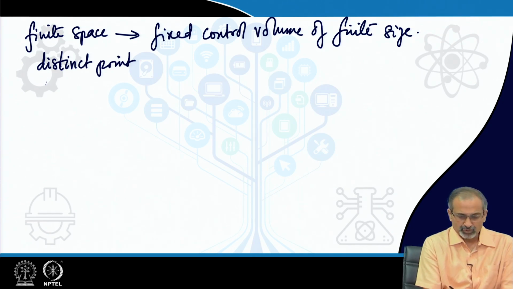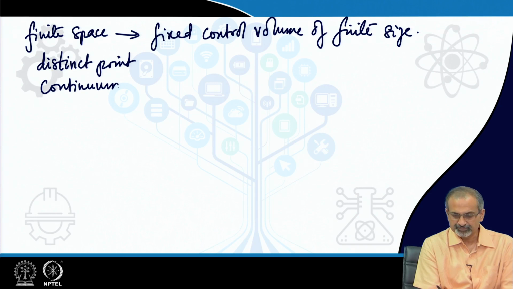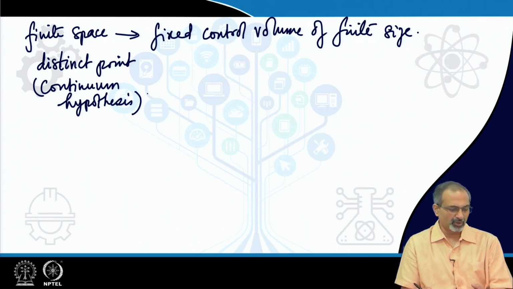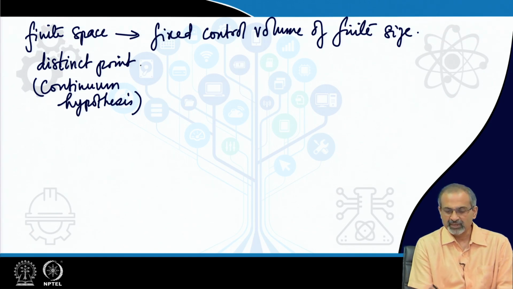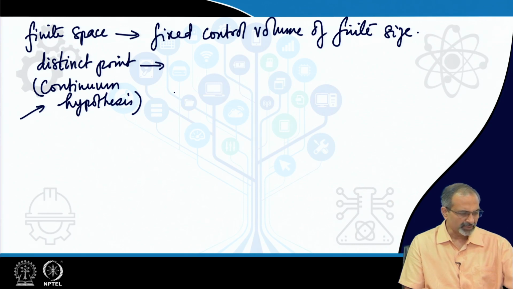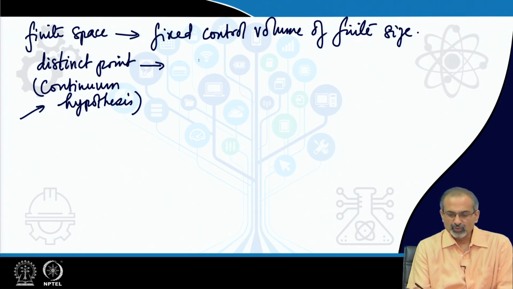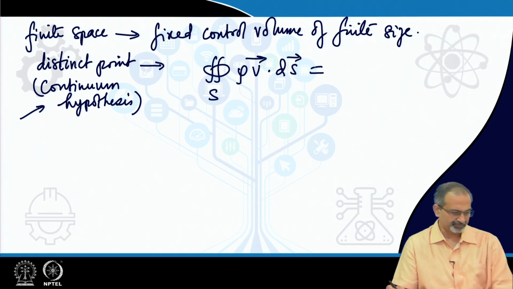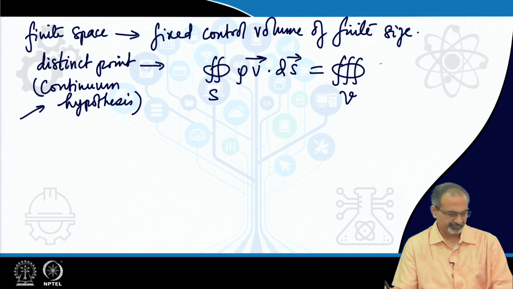Okay. Keeping in mind of course, that the continuum hypothesis still remains valid, because if you shrink the control volume and make it too small, you should not go down to the molecular scales. That is something that has to be kept in mind. So, the point still has a very small extent, which assures that continuum hypothesis is valid. So, keeping that in mind, what we do is we convert the surface integral into a volume integral, and the volume integral looks like this.